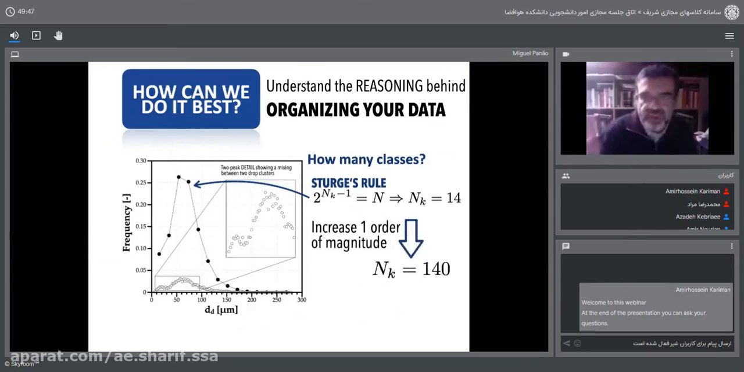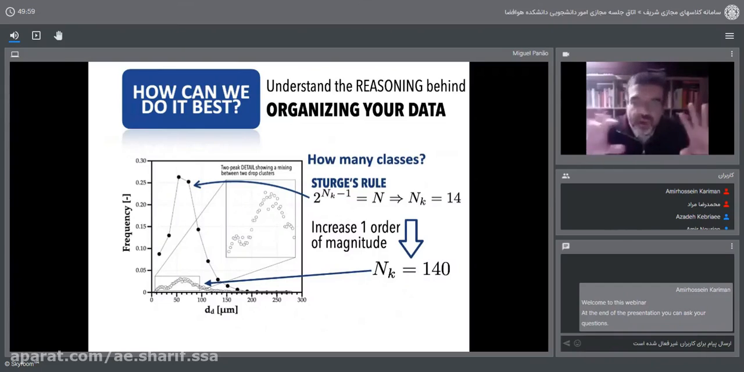And how do you justify this? Easily, you just increase by one order of magnitude, and now you can see the detail in my distribution, which is bimodal. So it has two peaks, right? Probably from two atomization mechanisms or an influence of the transport. I don't remember. But the idea is that the Sturges rule is not adequate, and this means that we must have a criterion to choose how many classes.